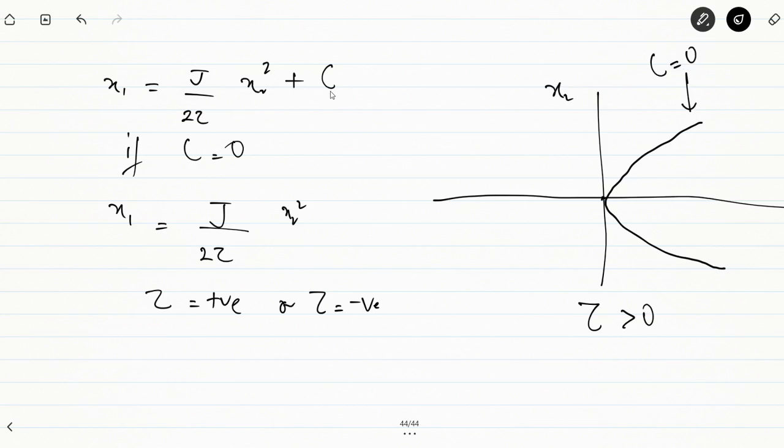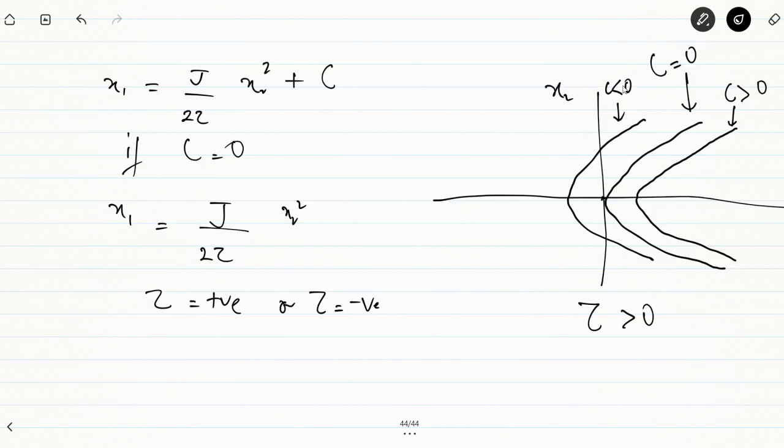Now if c is not 0, if c is any positive number, that means this parabola will be shifted by whatever is the value of c. C will be a scalar quantity. It will have a fixed definite value. So if c is equal to 2, c is equal to 3, c is equal to 4, whatever the value of c, this parabola will get shifted towards the right. Or if c is negative, this parabola will get shifted towards the left.